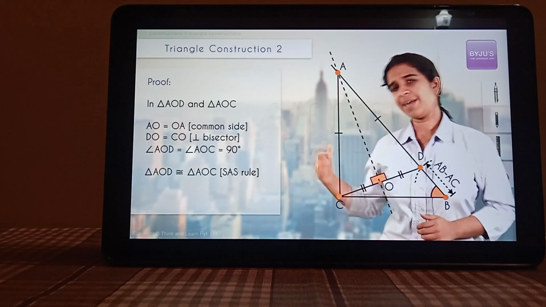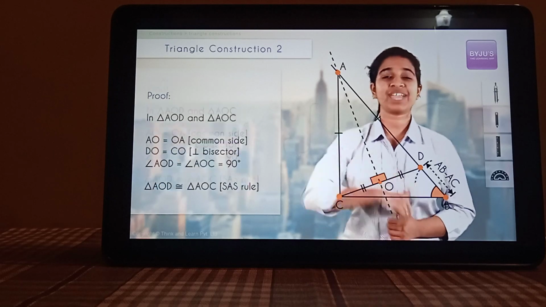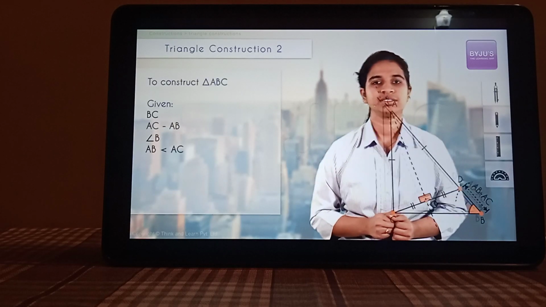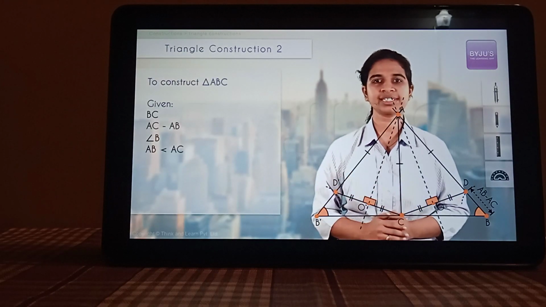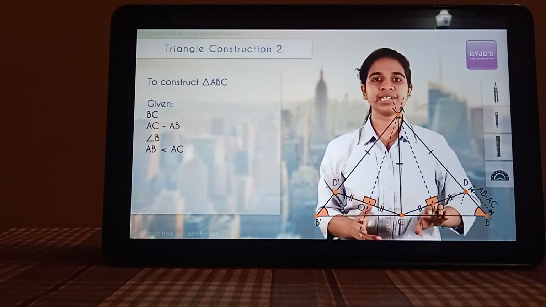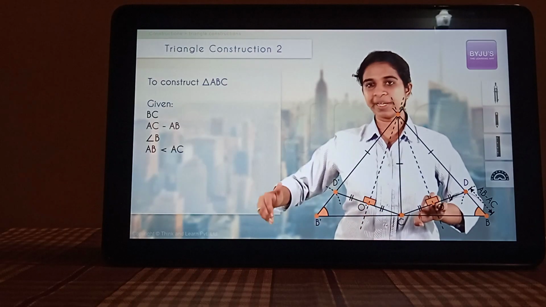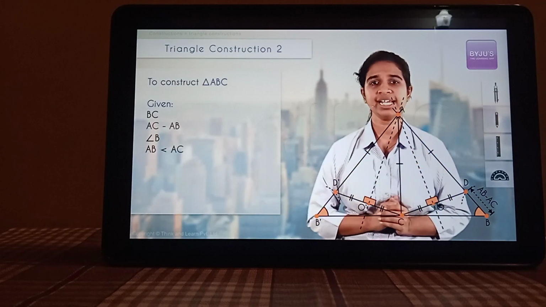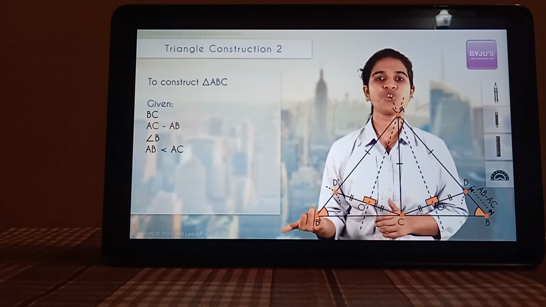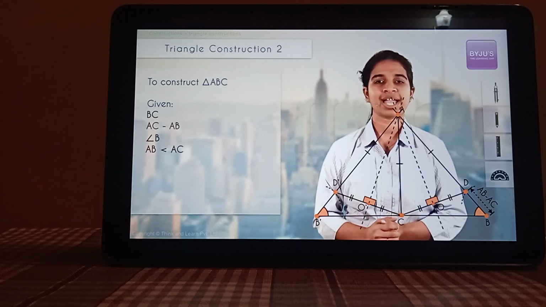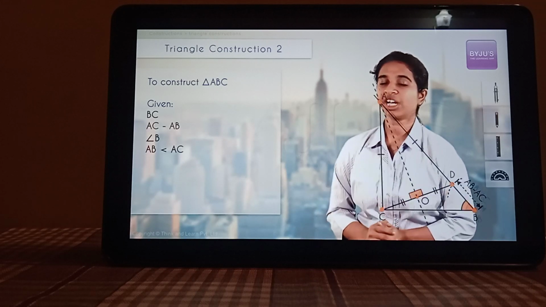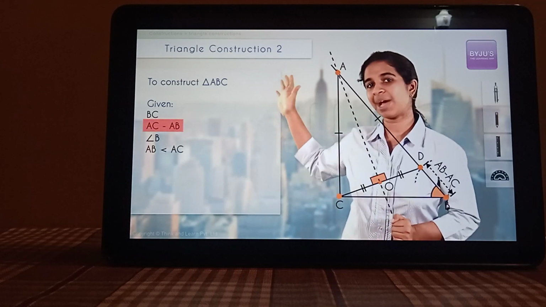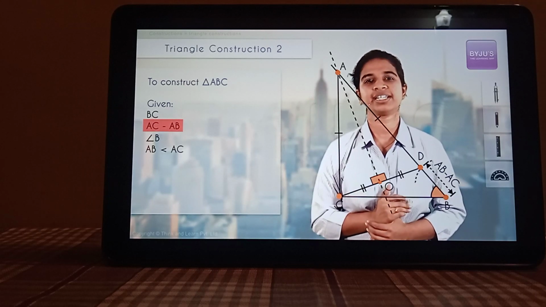Now, instead of AB being greater than AC, what if AC is greater than AB? You will say just repeat the process on the other side. You can't do that because angle B is given to you, right? Ideally, you would have repeated the process on this side, instead of constructing on this side. But that's not possible because you don't know angle C. You know angle B. So what is given to you now is AC minus AB because AC is greater than AB.